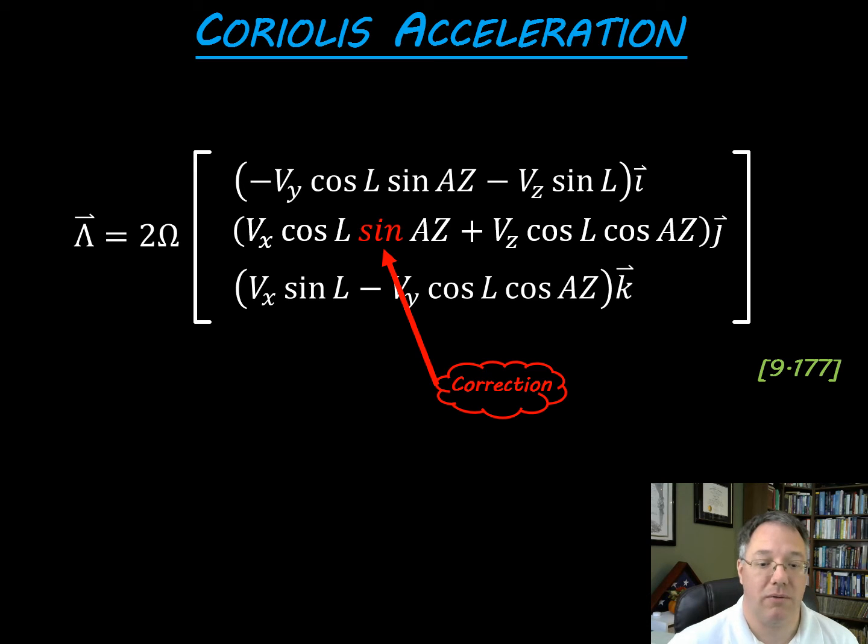Please note there is a correction in the textbook here, on that y direction component of 9.177. It should be a sine of the azimuth, not the cosine.